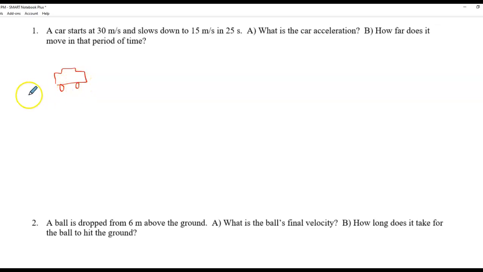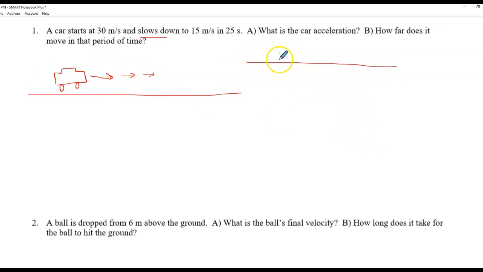Okay, so that's the car. And the car is moving, so it's got an arrow, and it says it slows down, so to slow it down, I'm going to make the arrows get smaller. Okay, so there you go. That's a good enough picture. We've displayed a general idea that we understand how this car is behaving.